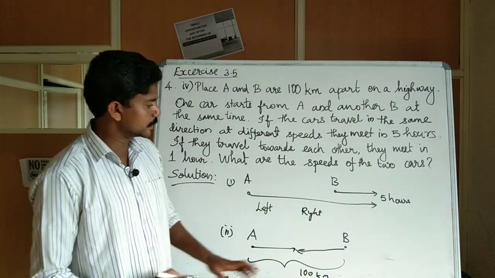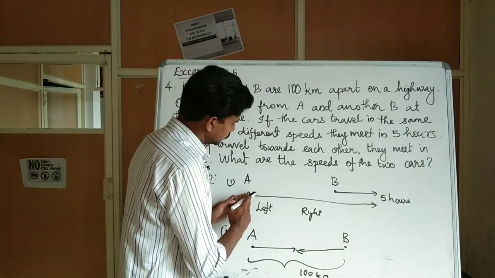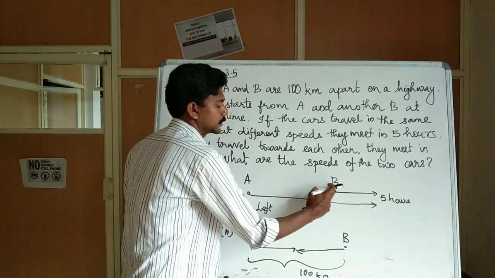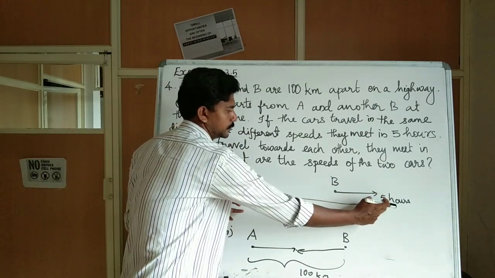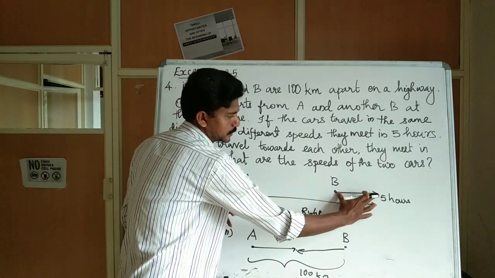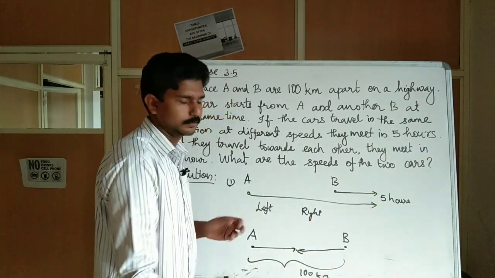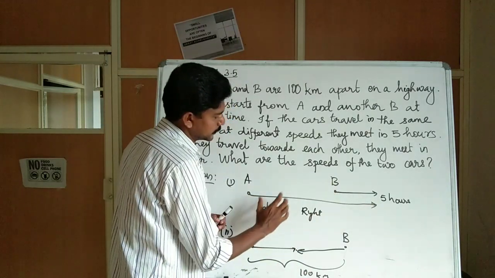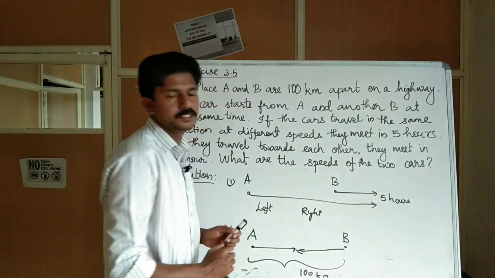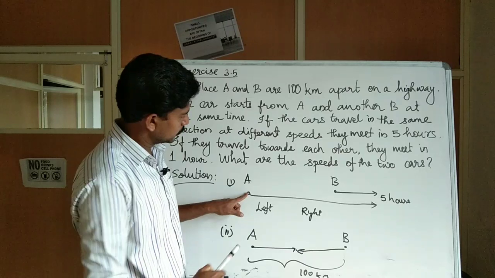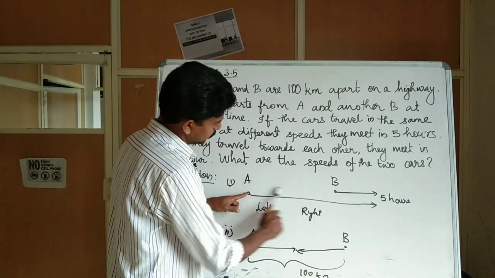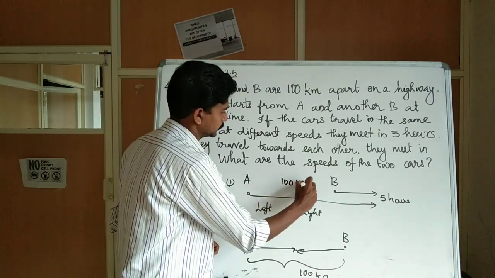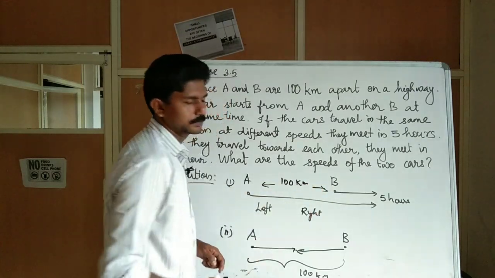Now what we need to understand is that a car starts from A and reaches one position, and a car starts from B and reaches the same position after 5 hours. The distance traveled by this car is less, and this car's will be greater. We can imagine, this one has gone a greater distance, this one a shorter distance. So the difference between the distances traveled by the two cars will be 100 kilometers. That is, the measurement between these two points is 100 kilometers.